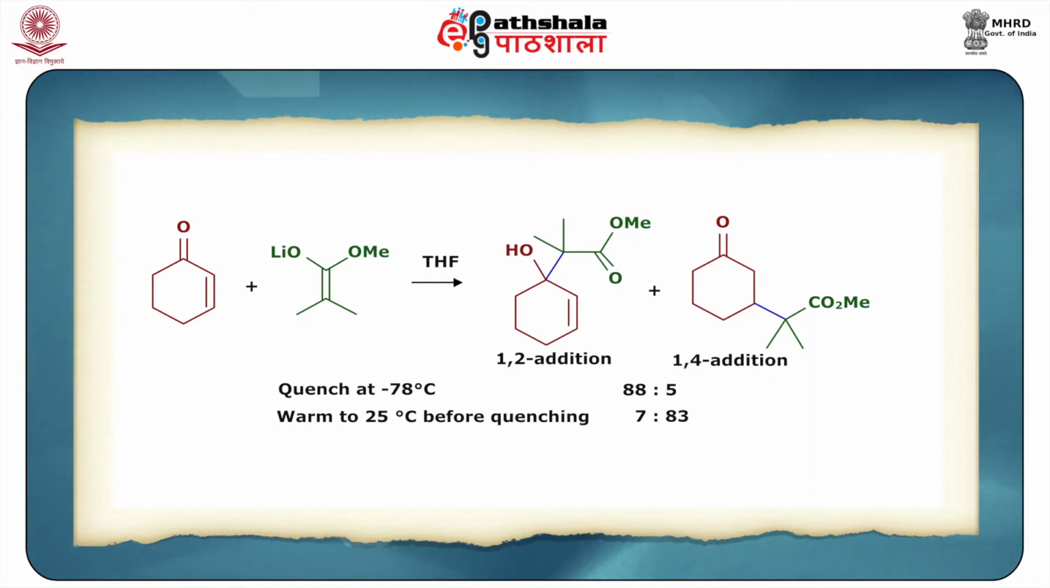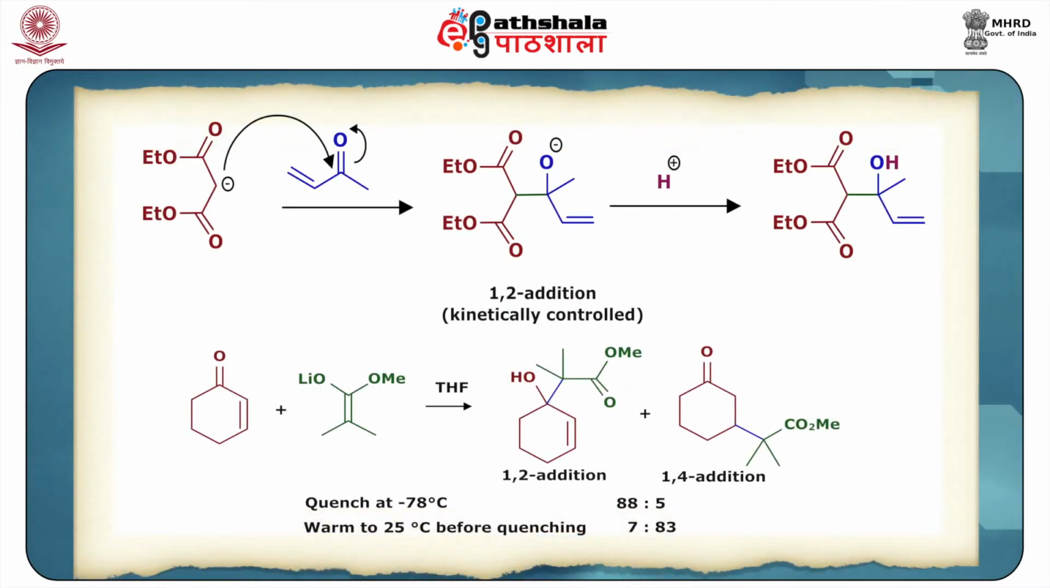But if the same reaction is done at 25 degrees centigrade or warmer conditions, that is slightly higher temperature, then it is the reversal. You can see the 1,2 addition product is only 7% and the 1,4 addition product is now 83% in yield. So, you can see that at higher heating there is the thermodynamic control and 1,4 addition is the major product, and at lower temperature it is the kinetic control which comes and 1,2 addition becomes the major product.